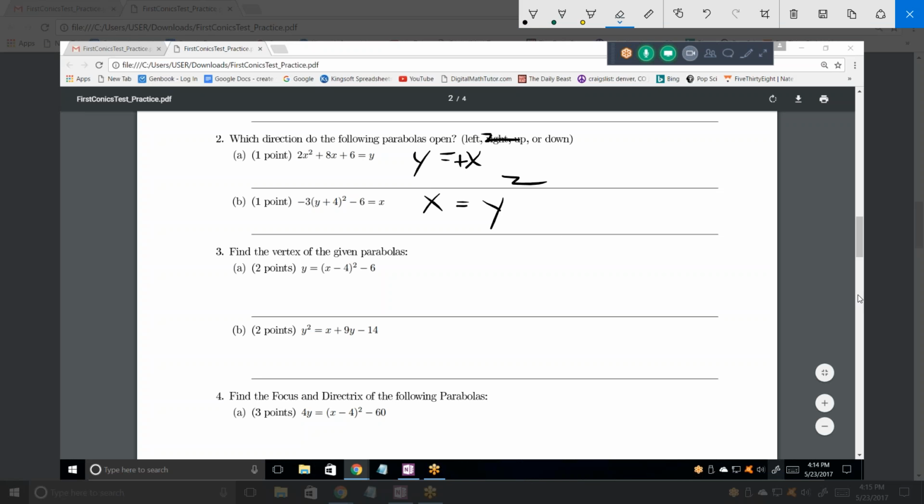Okay, the vertex of 3A is what? Notice it's in vertex format. Here's vertex format, where h is the x-coordinate of the vertex, k is the y-coordinate of the vertex. So what's the vertex?